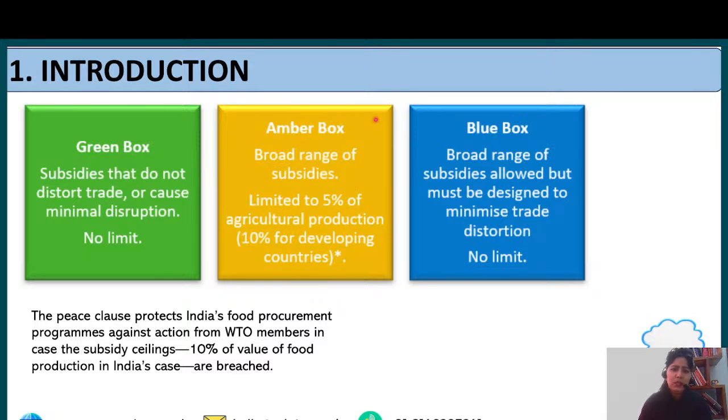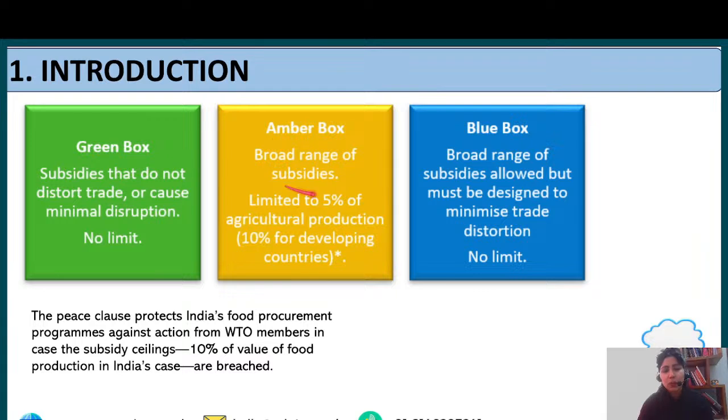In the amber box, you have to limit the subsidies. These subsidies have to be done away with over time. So these subsidies also include fertilizer subsidies which are provided by India. They also include the water and electricity subsidy or support that is being provided by India to its farmers, so that agriculture can sustain more and more livelihoods. It can be a profitable activity, a profitable occupation. So all these subsidies of India fall under the amber box, and this is where the issue lies.